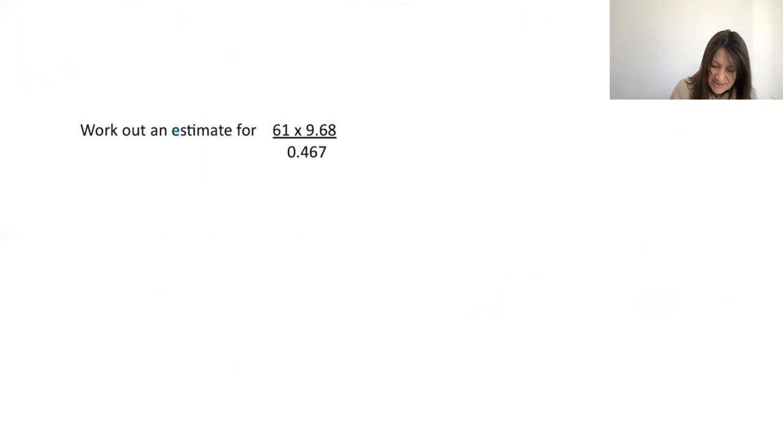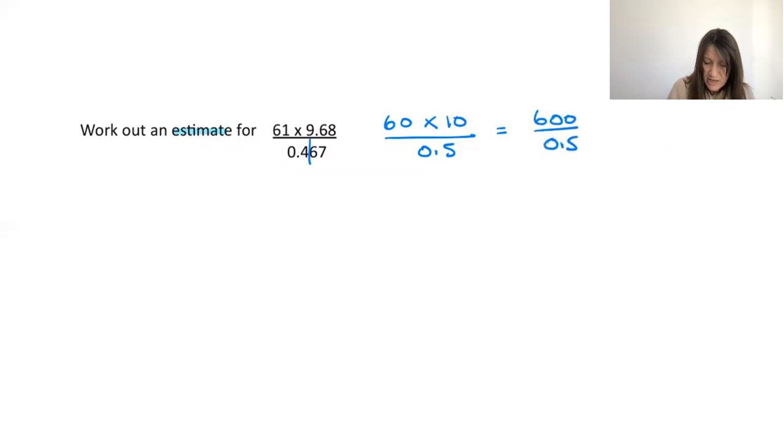Okay, so this has that all-important word estimate, which means we're going to be rounding all of these numbers. So we've got 60 times 10 all over 0.5. That 6 is rounding it up to 5, isn't it? So if I work out what I can see so far, I've got 600 over 0.5. Don't want to be dividing by that decimal. So I'm going to times everything through by 10, top and bottom. That's going to give me 6,000 over 5.